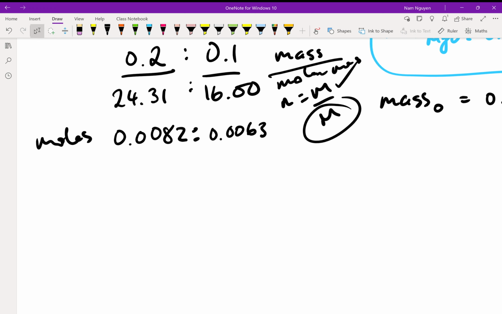What's the step that we do here when calculating empirical formula? We divide by the smallest value to both. So I'm going to divide both of these to get the proportion.